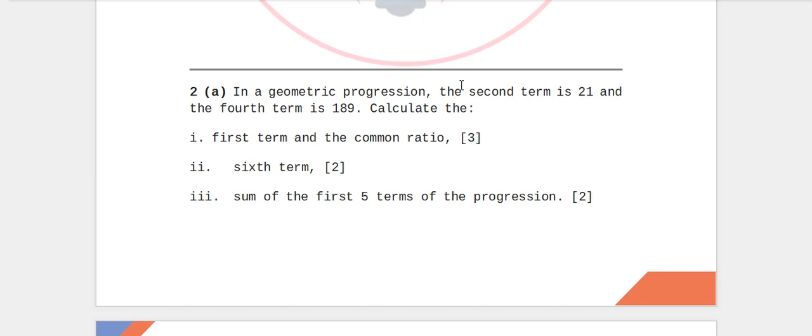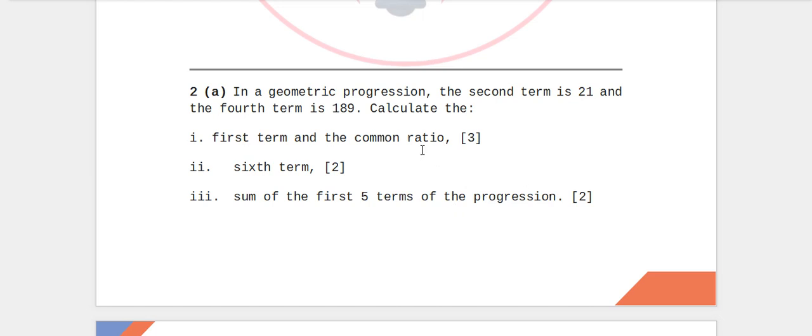In a geometric progression, the second term is 21 and the fourth term is 189. Calculate the first term and the common ratio. Then find the sixth term and the sum of the first 5 terms of the geometric progression.